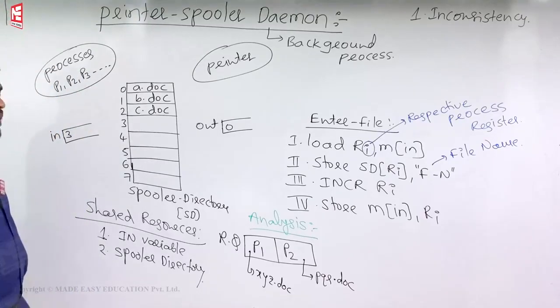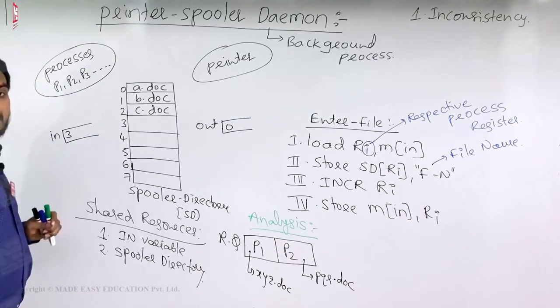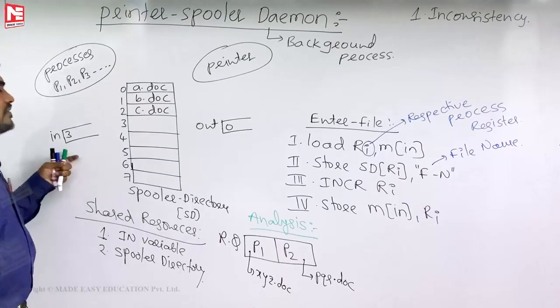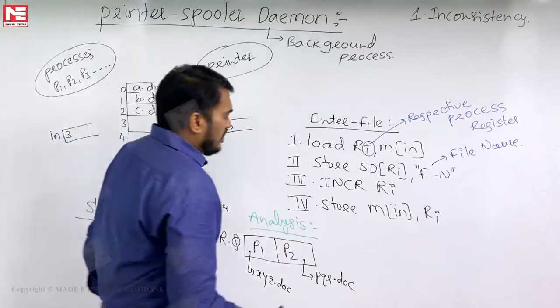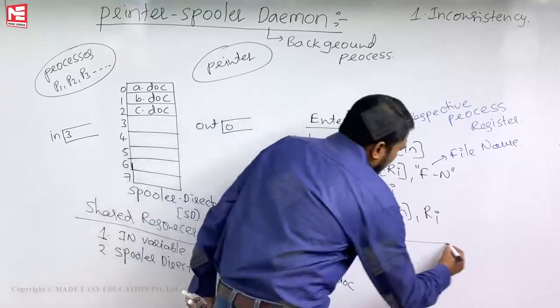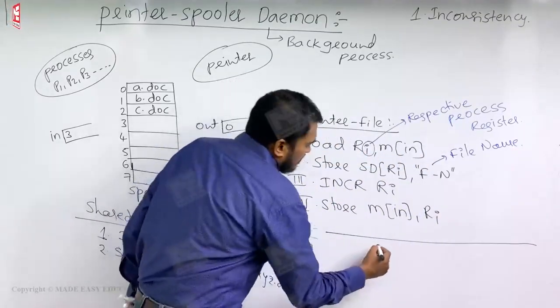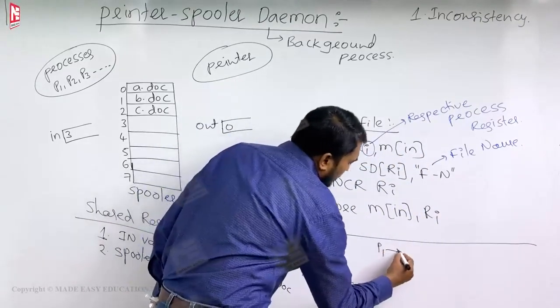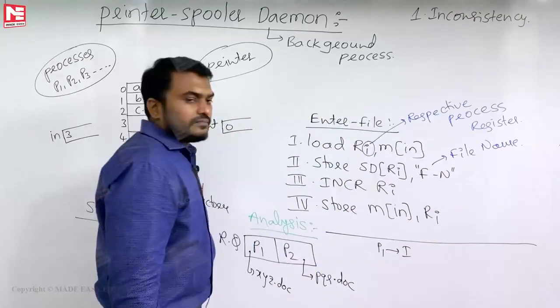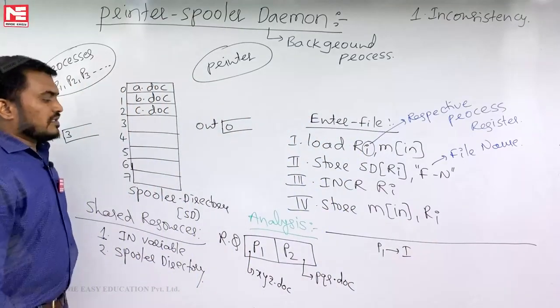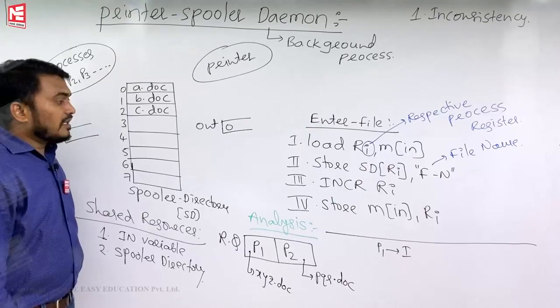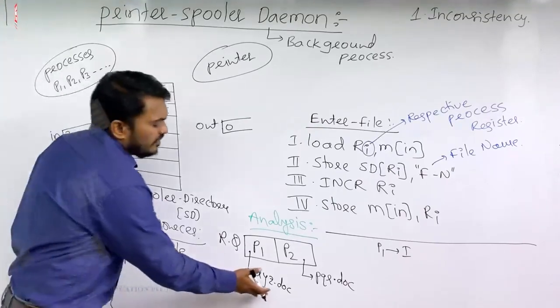Now, tell me what the in value is. All the values are in front of you. What is the in value? 3. The in value is 3. So now the first process, P1, is trying to print the document. So P1 is executing the first instruction. Listen carefully, I am explaining the analysis. P1 is trying to print the document.